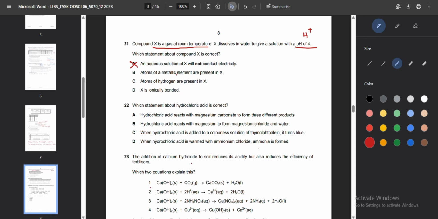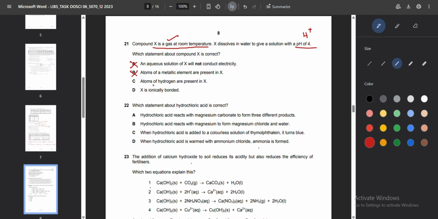Second is that atoms of a metallic element are present. Now since X is a gas at room temperature, it can be any acidic gas like HCl, carbon dioxide, sulfur dioxide. All these are acidic gases and they contain only non-metal atoms. There is no metal atom in it.